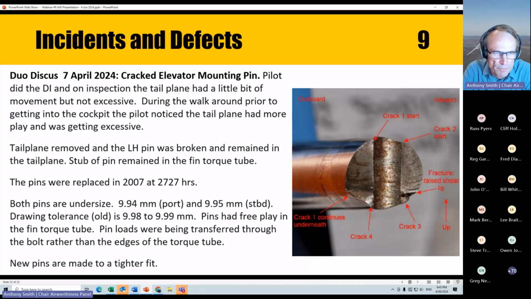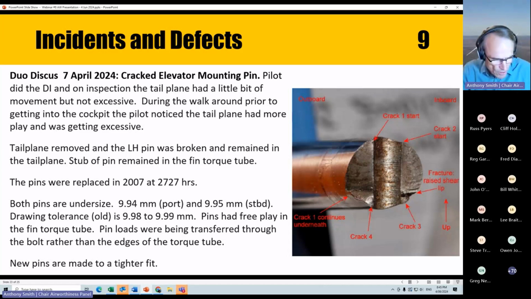When he removed the tailplane to investigate, the left-hand elevator mounting pin was broken and remained trapped in the tailplane. The stub of the pin remained in the fin torque tube, and it had broken through the mounting bolt hole through the centre. Now, the history of the aircraft, both of these pins were replaced in 2007 at 2,727 hours. The aircraft's done nearly 6,000 hours now, so another 3,200 hours on top of that, roughly.